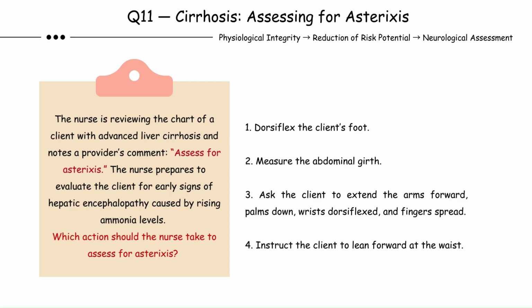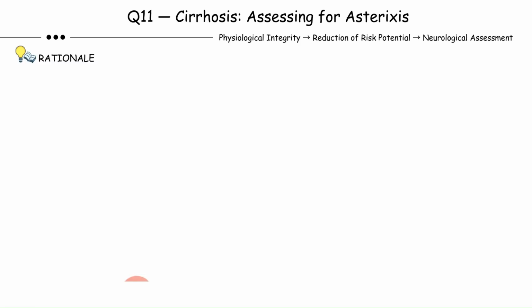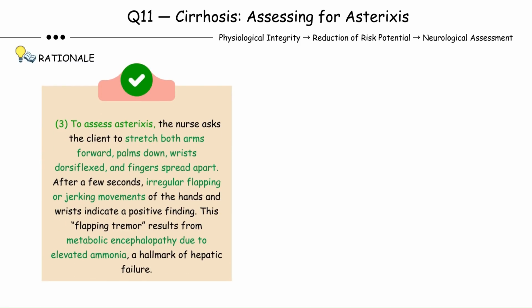The correct answer is option 3. Ask the client to extend the arms forward, palms down, wrists dorsiflexed, and fingers spread. Let's look at the reasoning behind that choice. To assess for asterixis, the nurse has the client hold both arms straight out in front, with palms facing down, wrists bent back, and fingers spread apart.